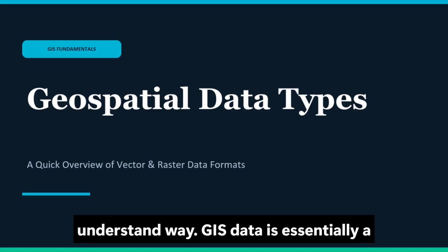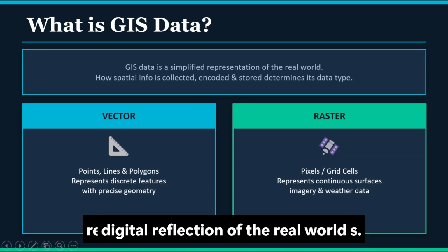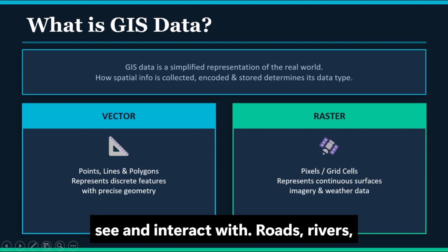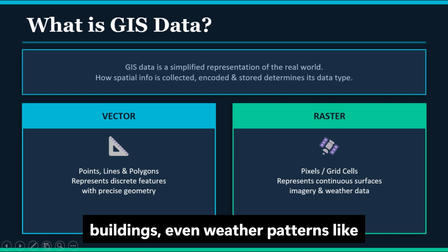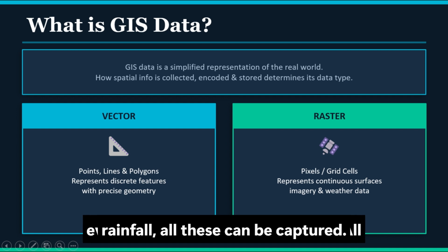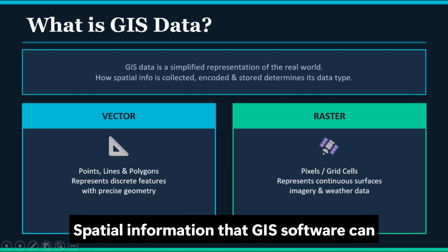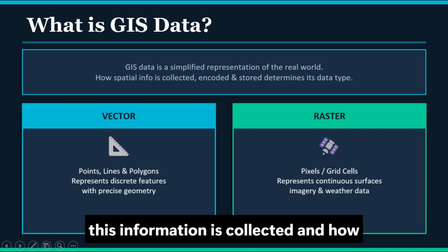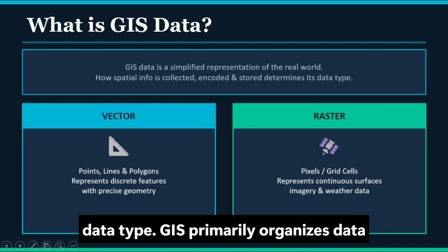GIS data is essentially a digital reflection of the real world around us. Think about everything we see and interact with: roads, rivers, buildings, even weather patterns like rainfall. All these can be captured as spatial information that GIS software can store, analyze, and display. The way this information is collected and how it behaves in space determines its data type.